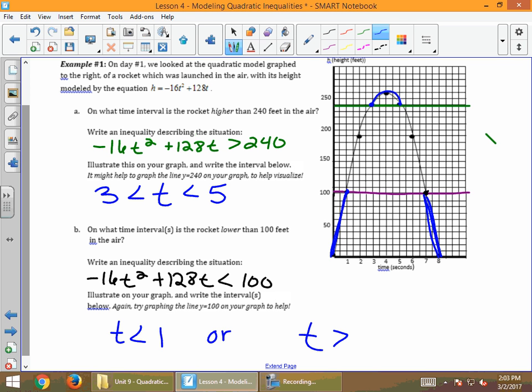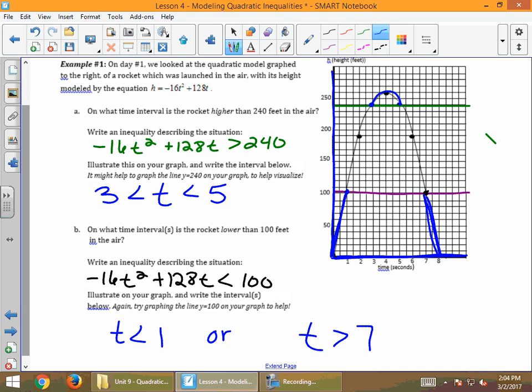Okay? At what other part is it starting to be below 100? 7 seconds. Okay? Here's the thing. This is a real world situation, right? So can you say that it traveled negative 5 seconds? Can you say that it went negative 25 feet? No. So because we're dealing with real world situations, we can't deal with negatives. We're not allowed to go beyond our x and y axis. Everything has to stay positive.